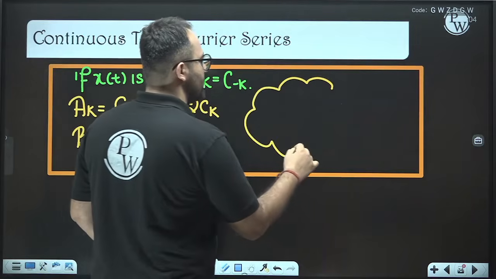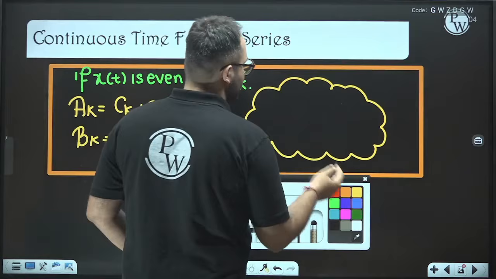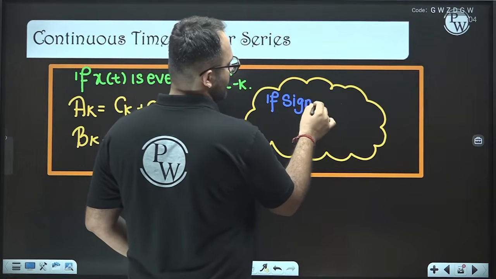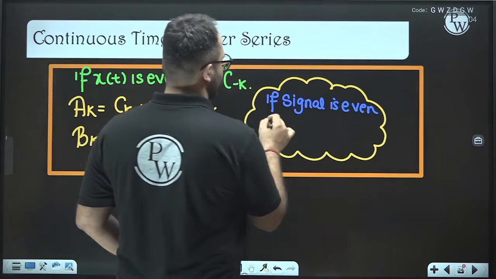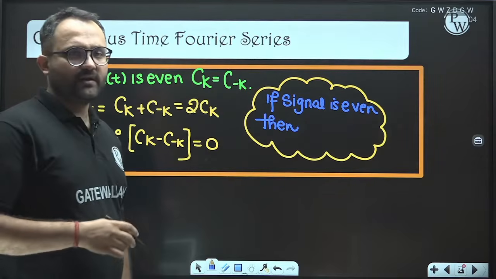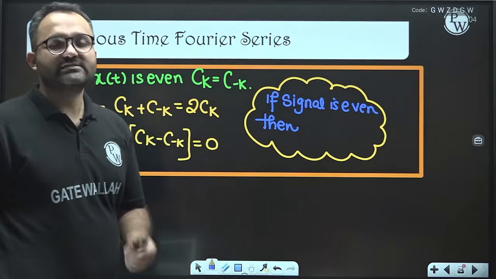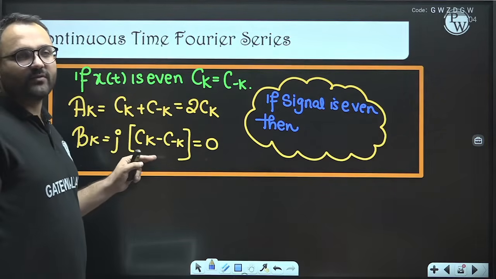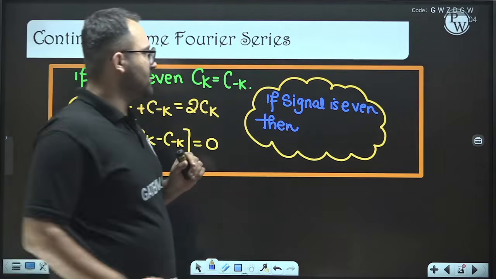So the second important conclusion here is that if the signal is even, then sine terms are not there. Sine terms in the trigonometric Fourier series are not there because the sine term coefficient will be 0, but only cos terms will be there.